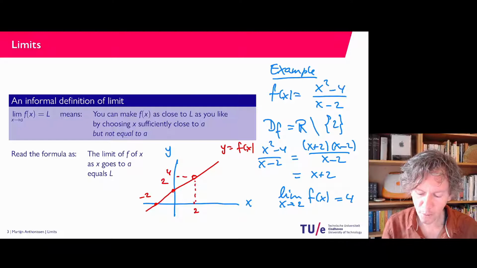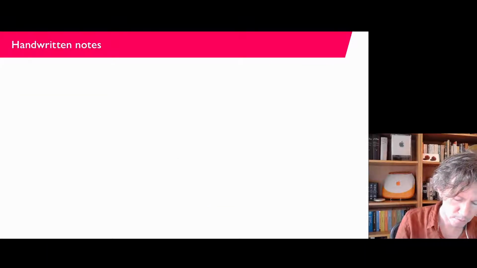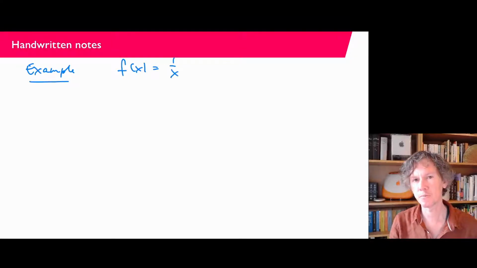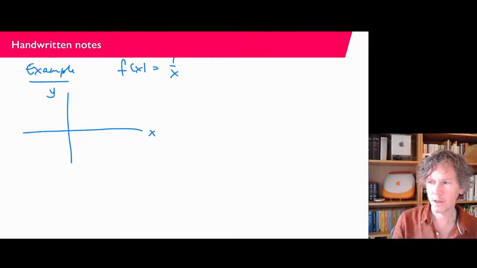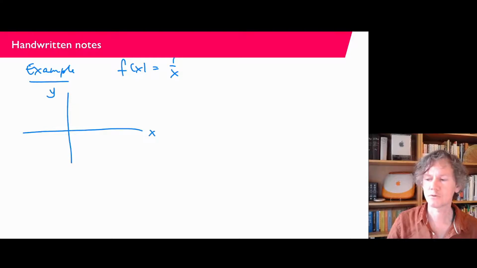Let's do one more example, a different example. Let us consider the function f of x is 1 over x. Now, a very simple formula, but of course it's not defined at x equals 0. And if you would make a plot, x-axis, y-axis, then you can probably sketch that yourself with what you have studied in high school.